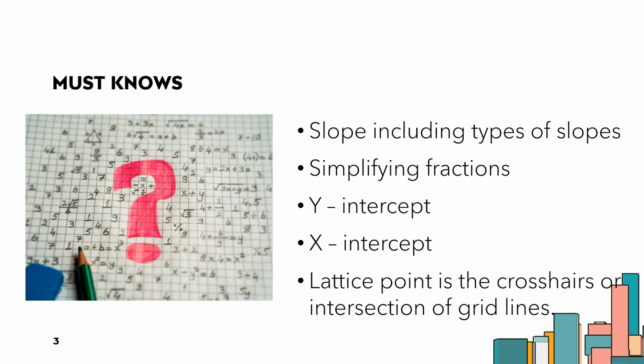You need to be able to find the y-intercept, just like we did in the last lesson. We're going to add the x-intercept, which is just like the y-intercept. The only difference is it's the x-axis, thus the name. And a lattice point is just the crosshairs, or the intersections of grid lines, on a coordinate plane.